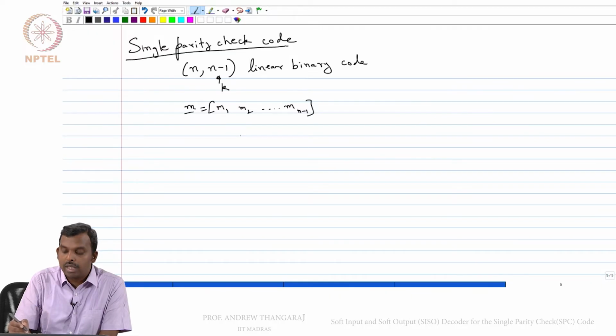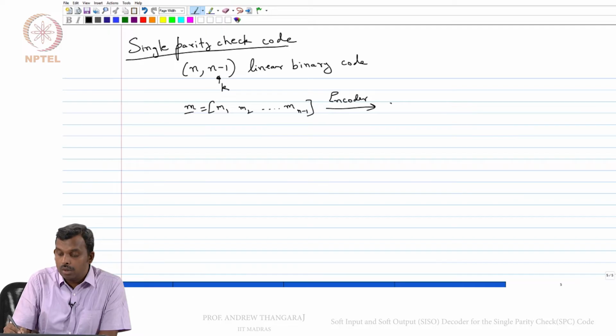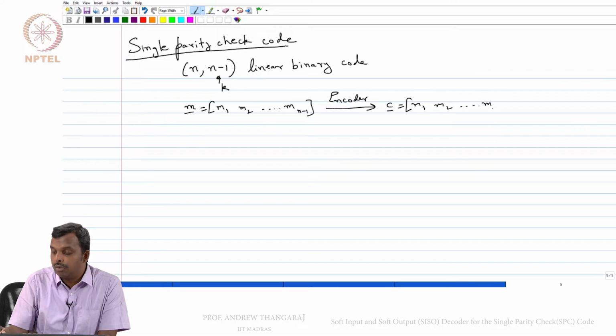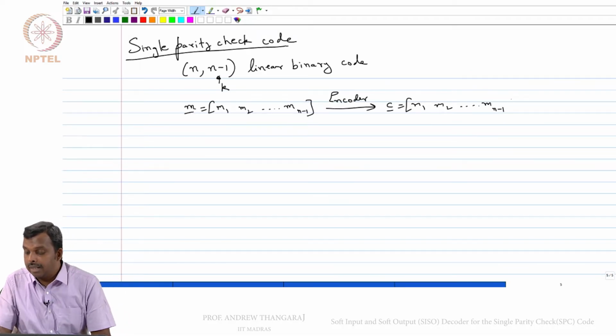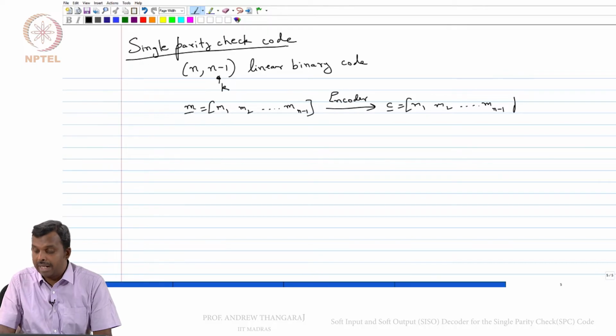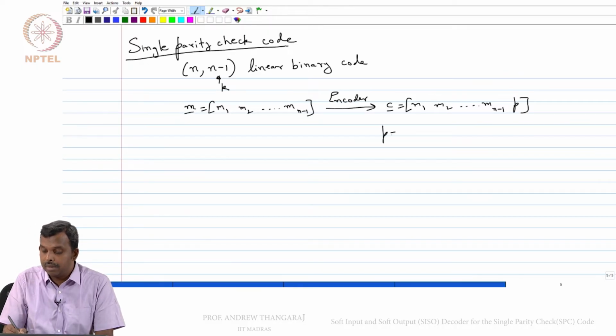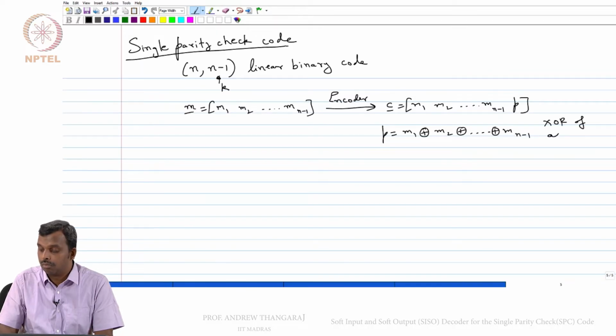In most cases, it's encoded in a systematic fashion. This is how the encoder works. Your code word is going to be the same message bits appearing in the first n minus 1 positions, and in the last position you will get a parity bit, and this parity bit is simply the XOR of all the message bits. So this is the message, this is the parity bit.